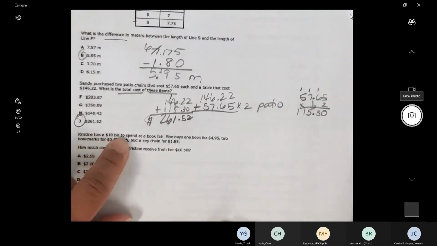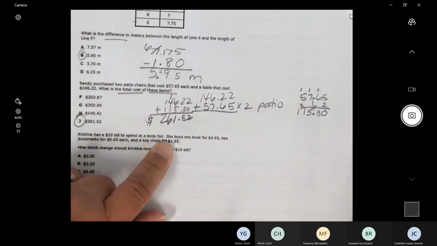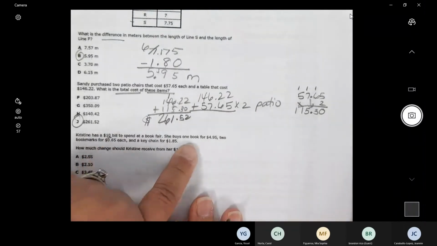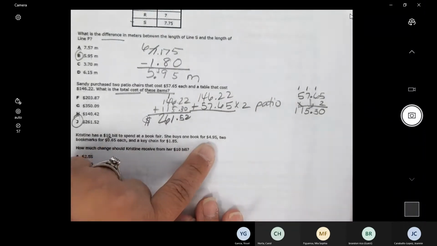Christine had a $10 bill to spend at a book fair. So this is $10, okay? She buys one book for $4.95.